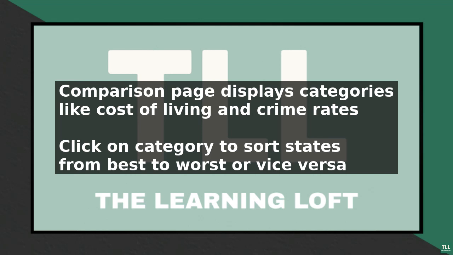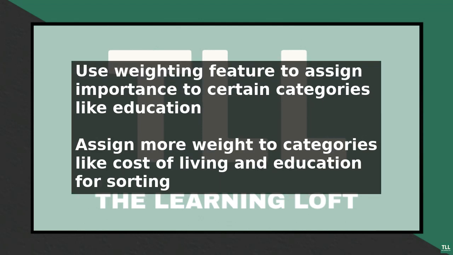For example, if you click on the cost of living category, the states will be sorted based on their cost of living index, with the state having the lowest cost of living at the top and the state with the highest cost of living at the bottom. You can also sort the states based on other categories such as median home price, population density, and air quality.